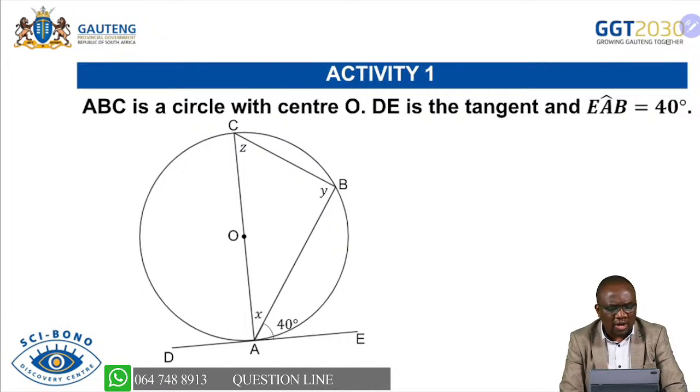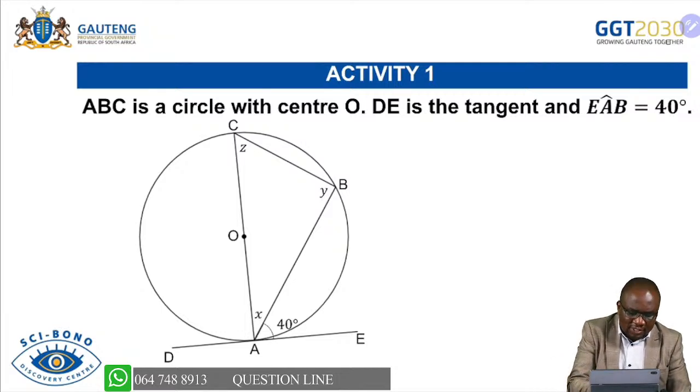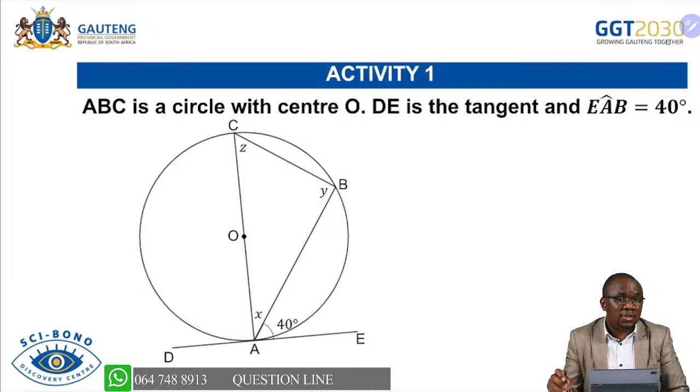Okay, why is Y 90 degrees? We can talk about angle in the semicircle, an angle subtended by the diameter, and then we can talk about the tan chord theorem also here of OAD, because OAD is 90 degrees. If you recognize those, perfect, excellent. Now let's try to move together.